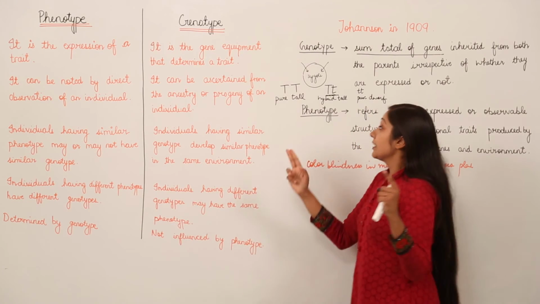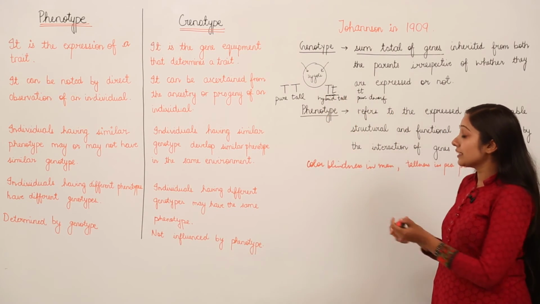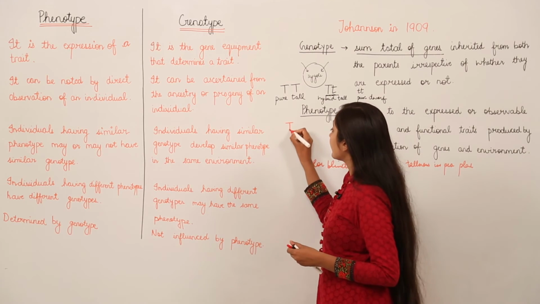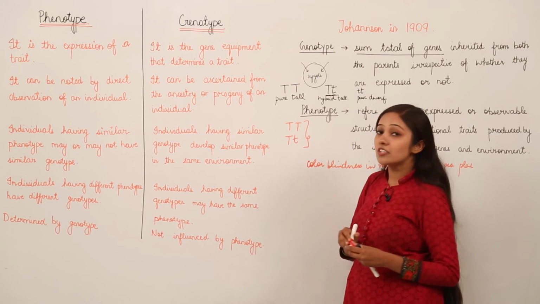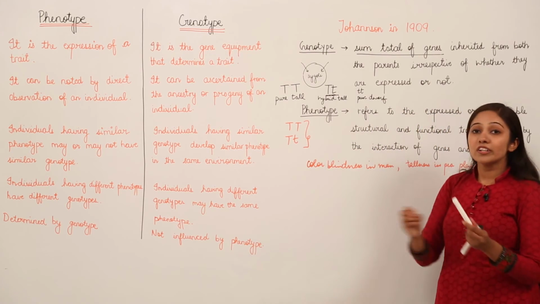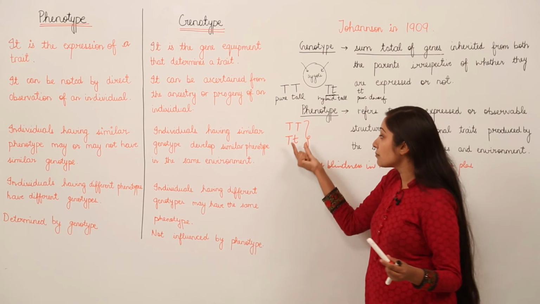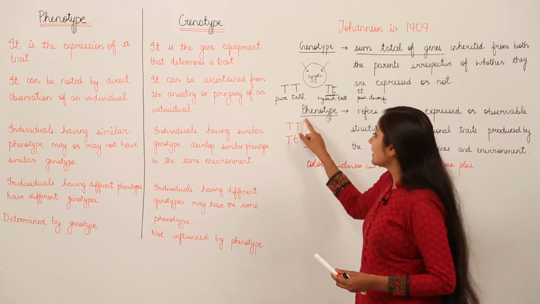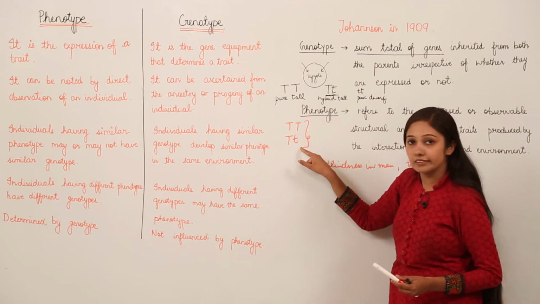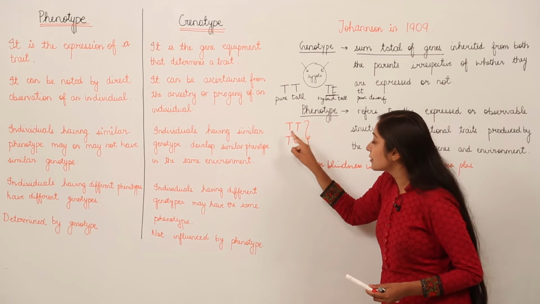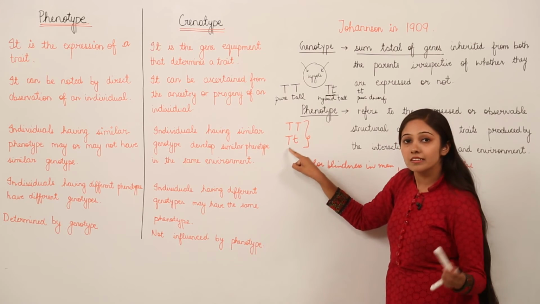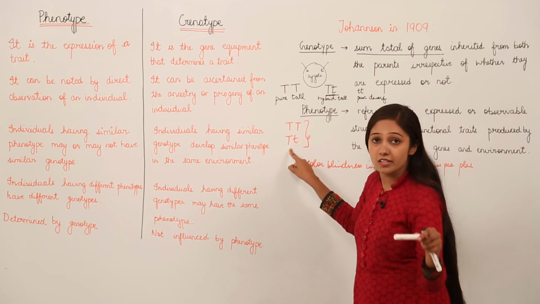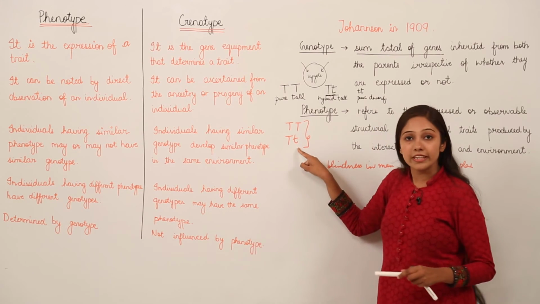For example, this is the best example for this. As you can see, if we have a combination like this and a combination like this, both of these combinations are going to encode for a tall pea plant. See, the genotype is not the same. This is homozygous, this is heterozygous. Why homozygous? Because both are uppercase letters, and this is heterozygous because one is uppercase and another is lowercase.